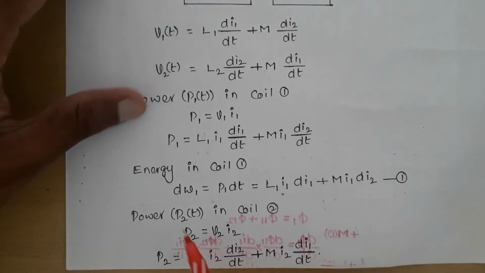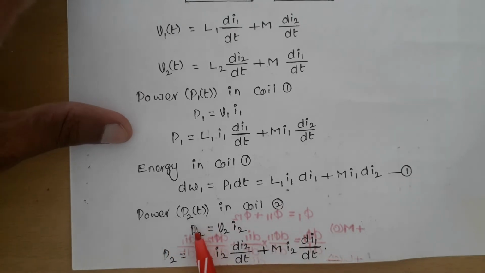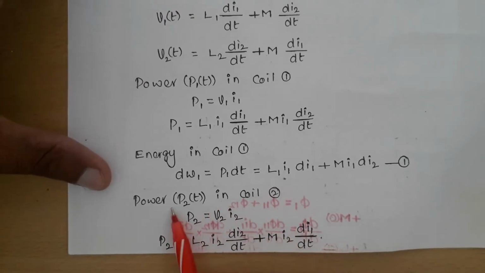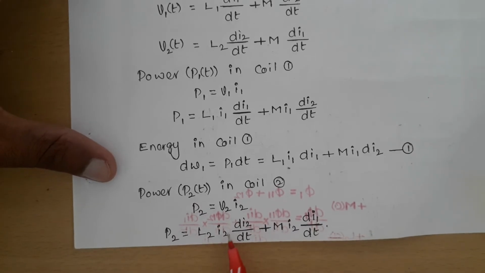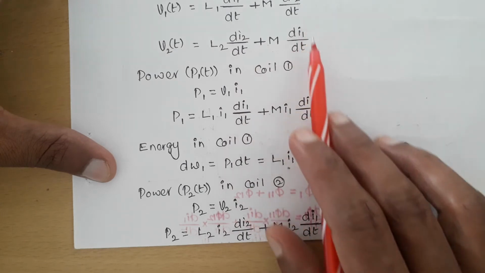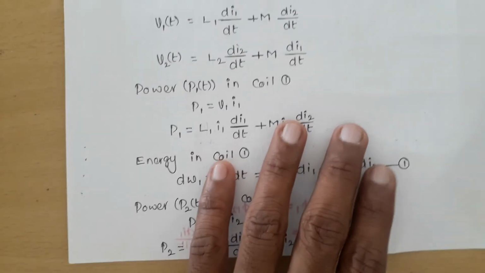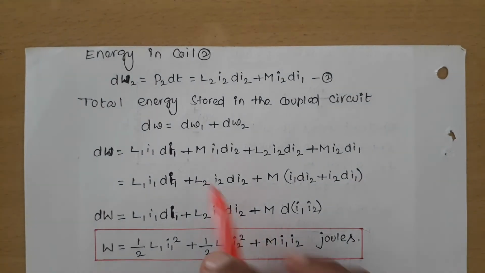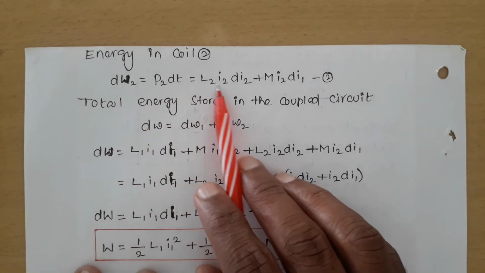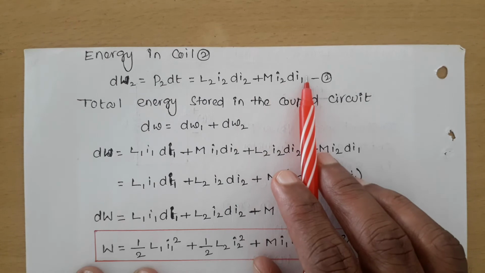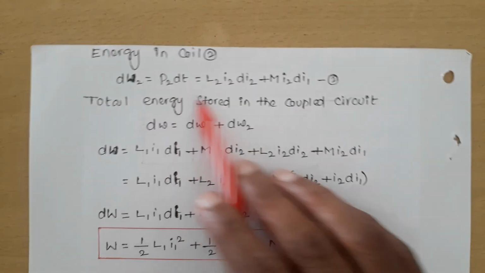Similarly, the energy stored in coil 2. First we get the power in coil 2. P2 equal to v2 i2, so p2 equal to L2 i2 di2/dt plus M i2 di1/dt. Taking dt to the left hand side, power into time is energy. So energy in coil 2, dW2 equal to p2 dt, equal to L2 i2 di2 plus M i2 di1. This is equation 2, the energy stored in coil 2.